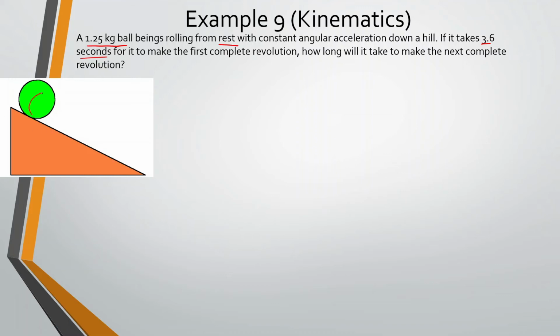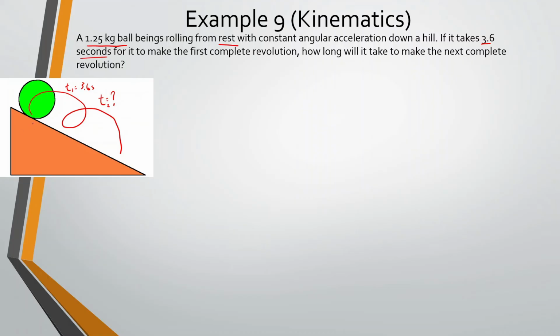So this ball starts from rest and it's going to roll 2 times. What we want to know is how long it's going to take to roll the second time. We already know how long it takes to roll the first time. That's going to be 3.6 seconds. So we want to know how long it's going to take to roll the second time. It should be less than this because it's going faster and faster as it rolls down, so it should be less. So let's see what we know.